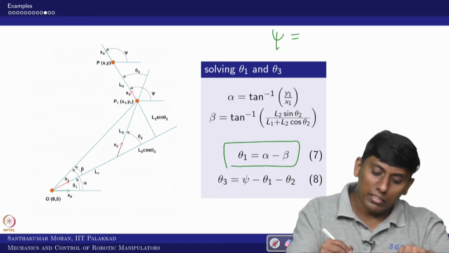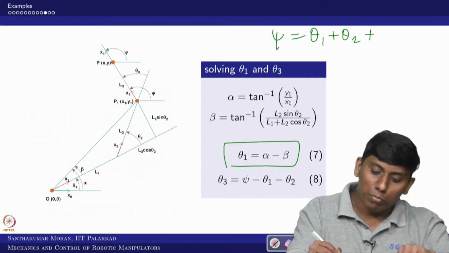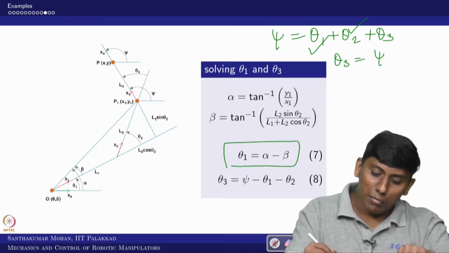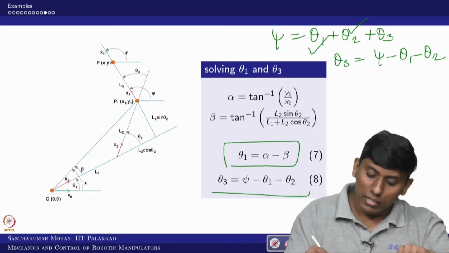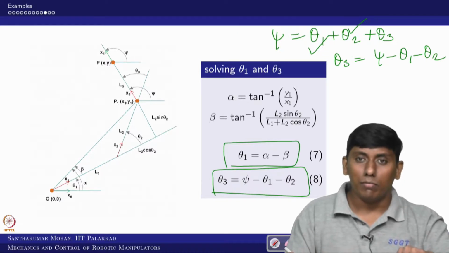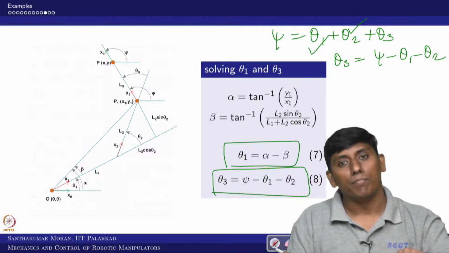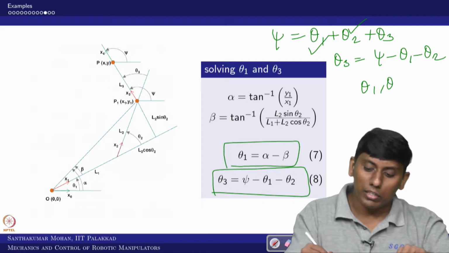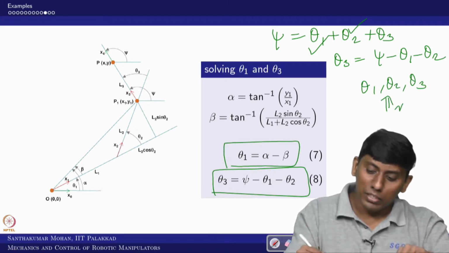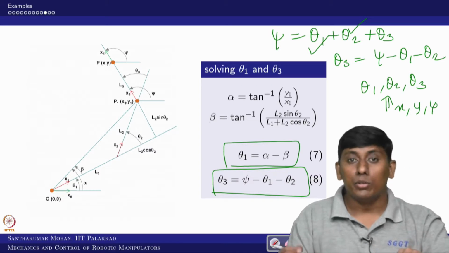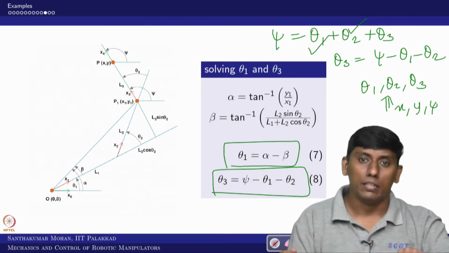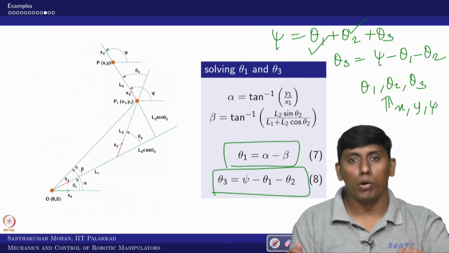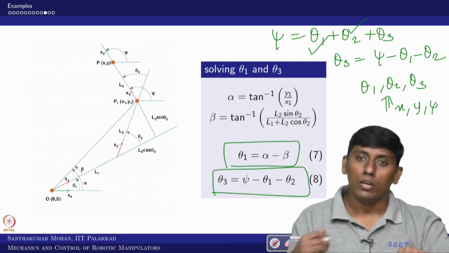But what have you written for psi? Psi is theta 1 plus theta 2 plus theta 3. Already I know this. So what is theta 3? Psi minus theta 1 minus theta 2, right? So you get all the unknowns for given x, y and psi, right? So now you have got what you call inverse kinematics. In the sense, you found theta 1, theta 2, theta 3 with the help of x, y and psi, right? You can solve this same thing in a number of ways. I have shown one simple way, but there is no unique way. This is the only procedure you have to follow. You can even go with the numerical solution, all those things, right?